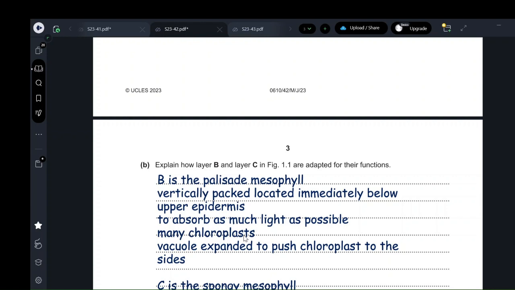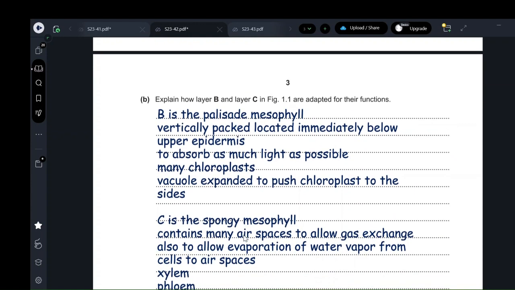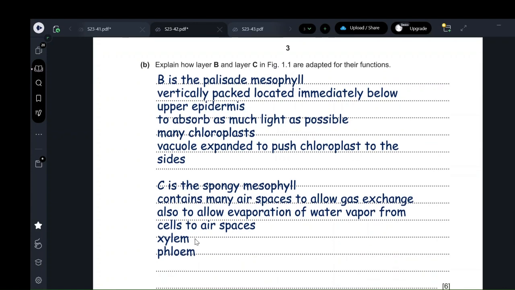Now, what about C? C is the spongy mesophyll. It has many air spaces to allow gas exchange. Also, the air spaces help the evaporation of water from the cells to the air spaces. This is enough. However, you can add these.